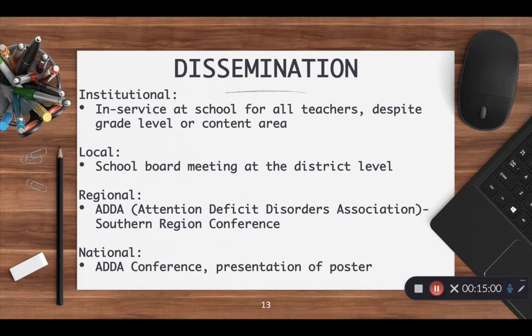At a regional level, the Attention Deficit Disorder Association holds the Southern Region Conference in Houston, so a poster presentation would be great here, regionally and nationally, through this organization. I think that would benefit a lot of individuals who have dealt with ADHD, who have researched it, and who can provide data and their own experiences to show people, look, this will benefit the student.